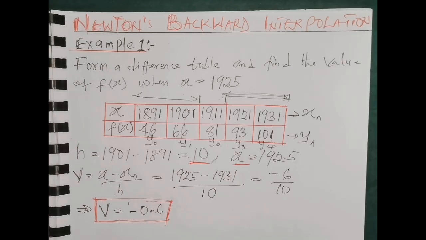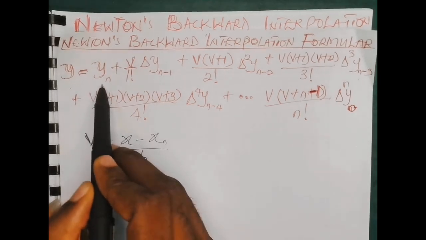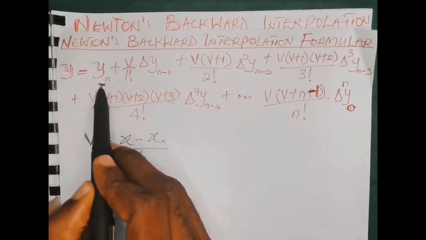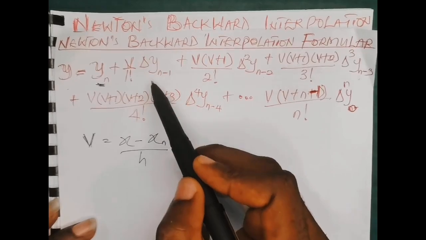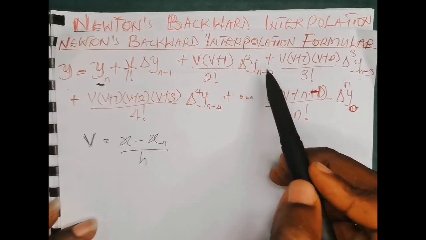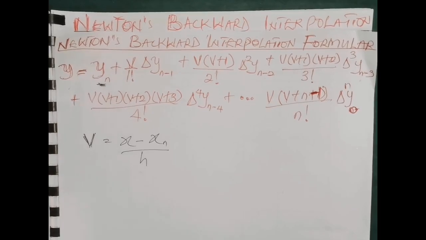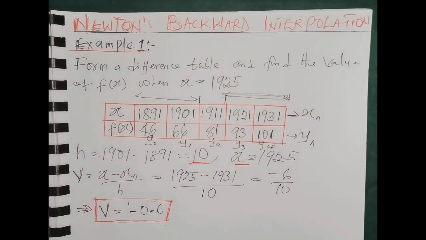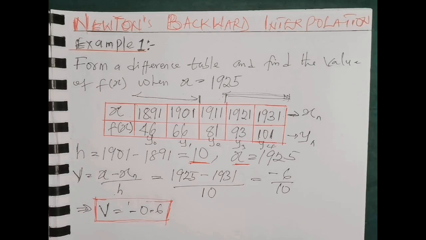Okay, so having known all these values, let's now fall back to Newton's backward interpolation formula. If you take a look at the formula, yn, already we know what yn means, the last value of y on the table. We found what v is. Now we need to find what delta yn minus 1, delta squared yn minus 2, and so on mean. Those values are obtained from what is called the difference table. So we are going to be plotting a difference table representing this information, and then find successive differences in the values of y. Okay, so let's move to the difference table now.